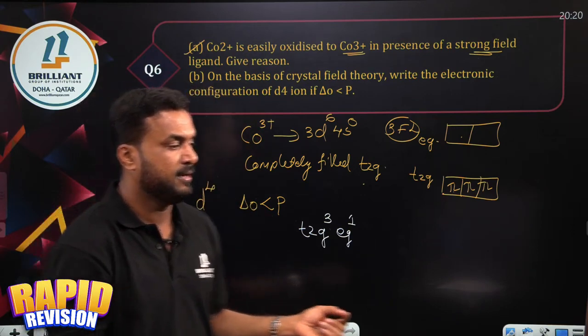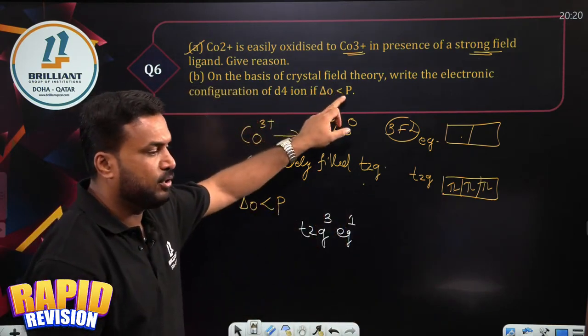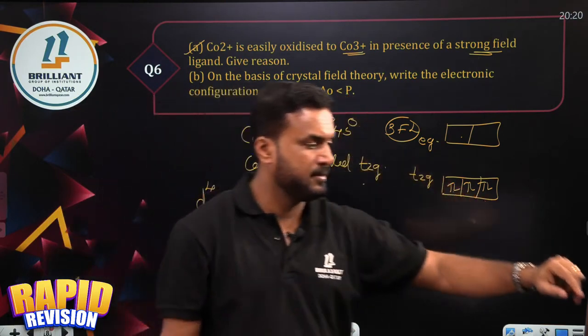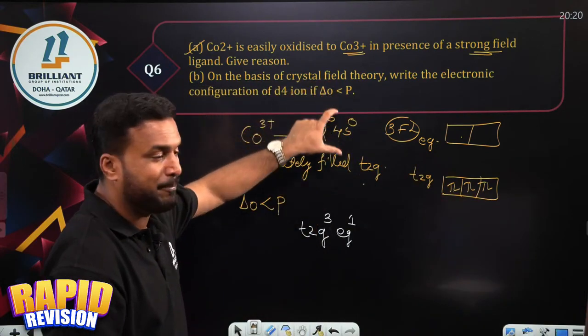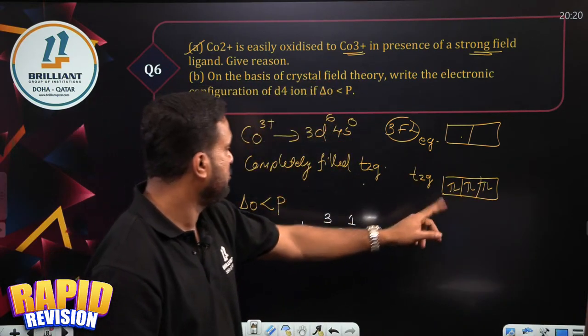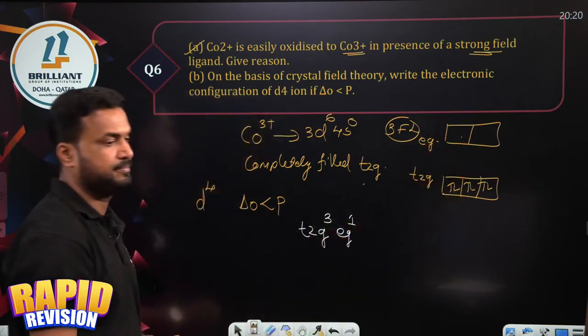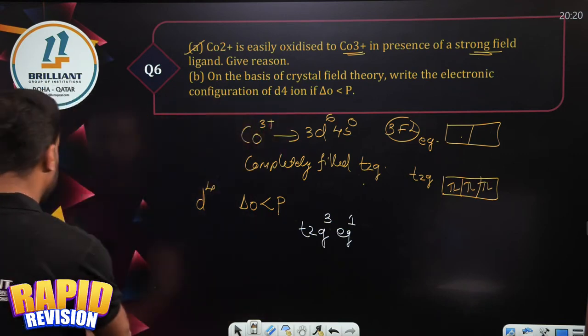So we will be getting no pairing. Yes, here pairing will not take place. So pairing up will not take place means we have only 4 electrons, so 1, 2, 3, 4, so EG will be 1. Okay, only d4 is there, that's why. Now we will go for the next question.